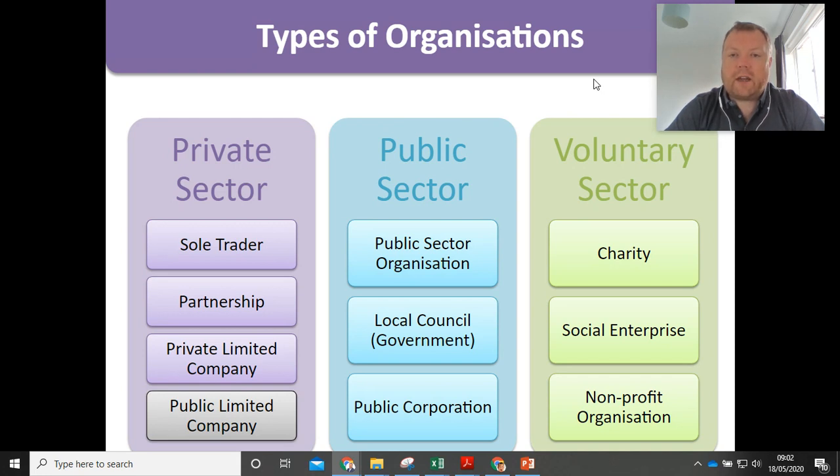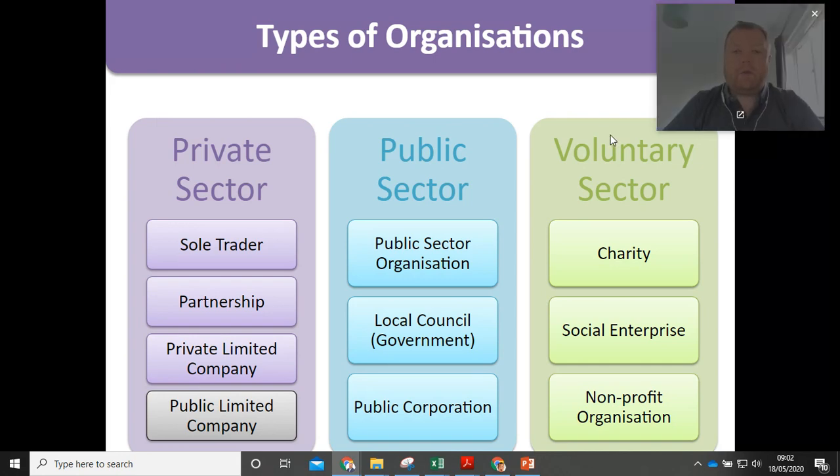And then the third type of organisation is the voluntary sector. So that's charities, social enterprises, and you did a wee task on that last week. So businesses that exist that are set up like private sector organisations, but they don't actually make a profit. They reinvest the money that they make back into their business. And then non-profit organisations like Stirling Voluntary Enterprise, Creative Stirling, these are organisations that exist in the voluntary sector.